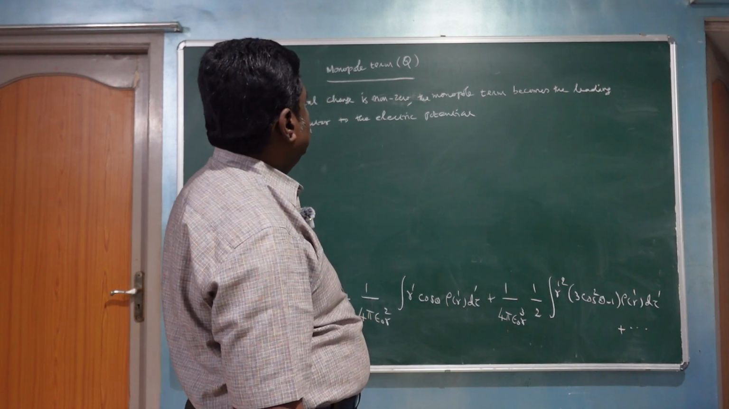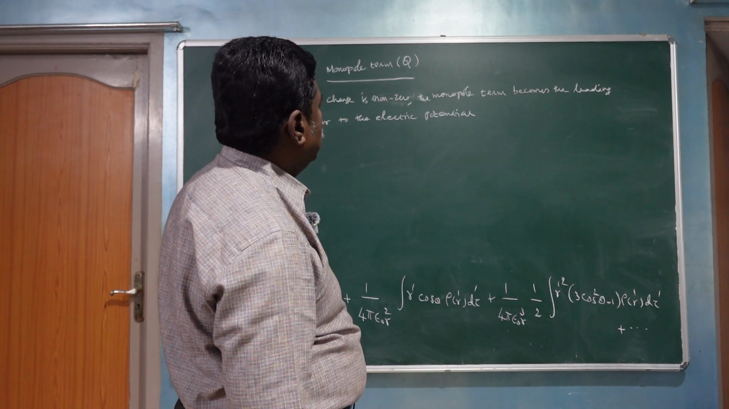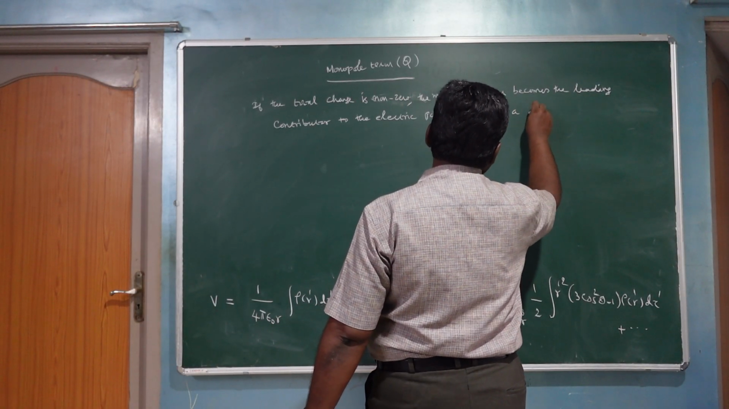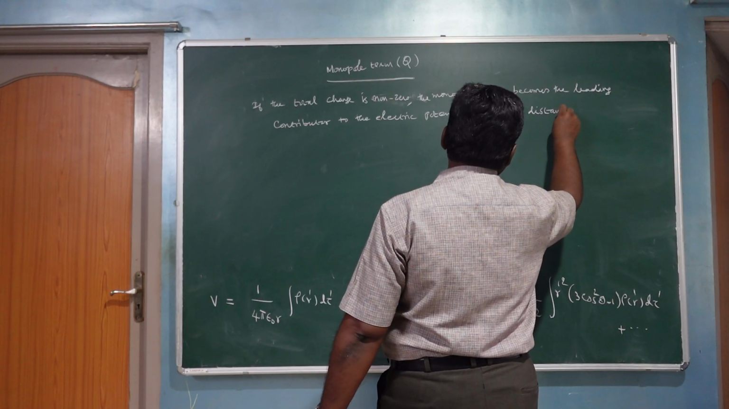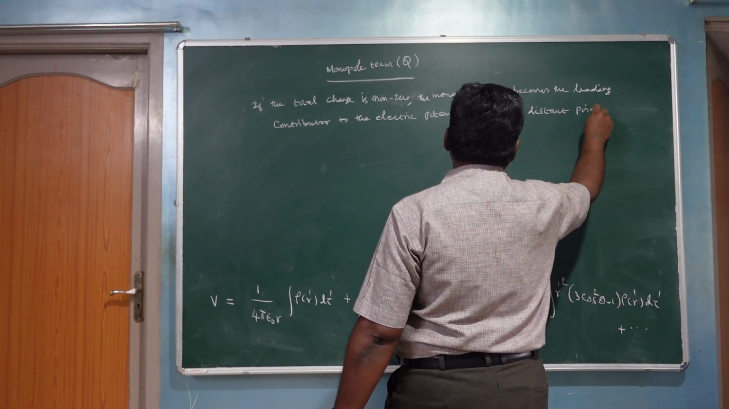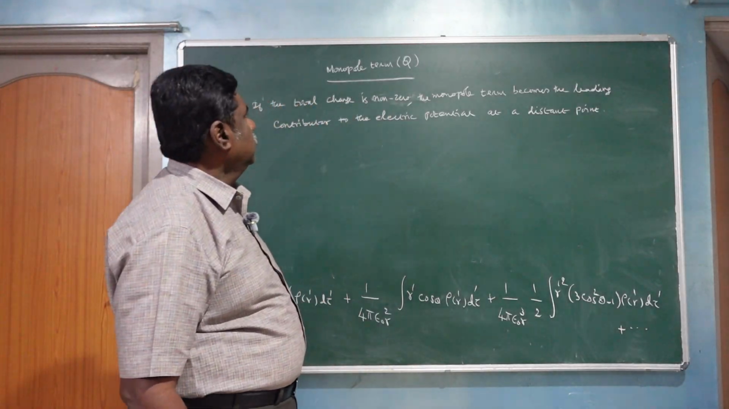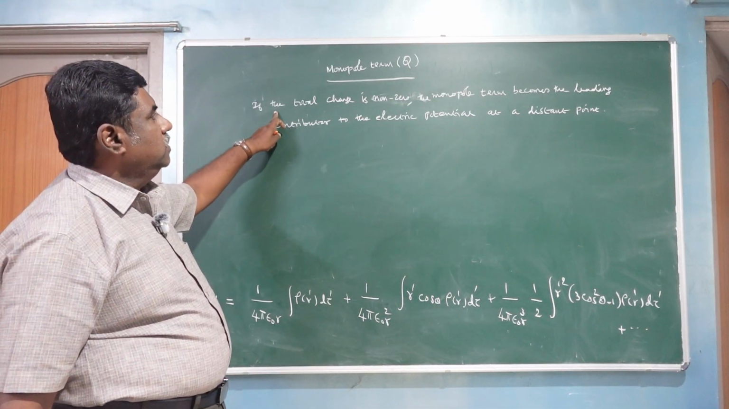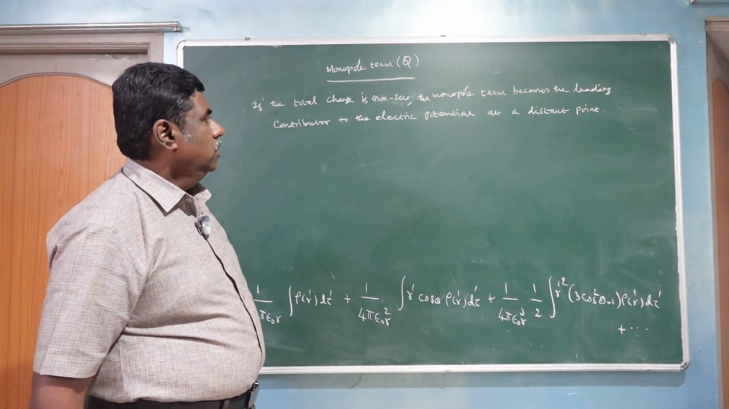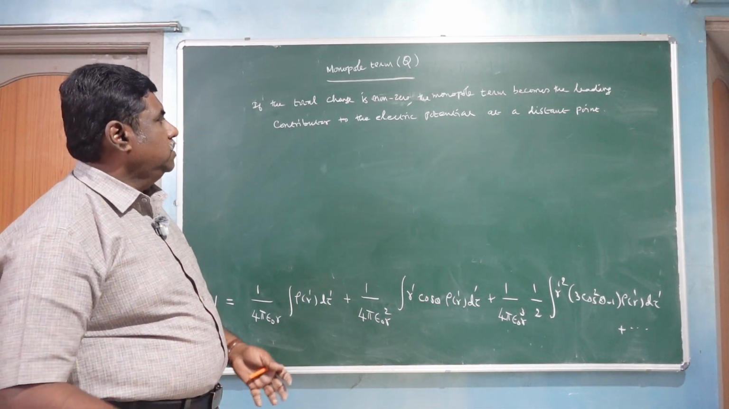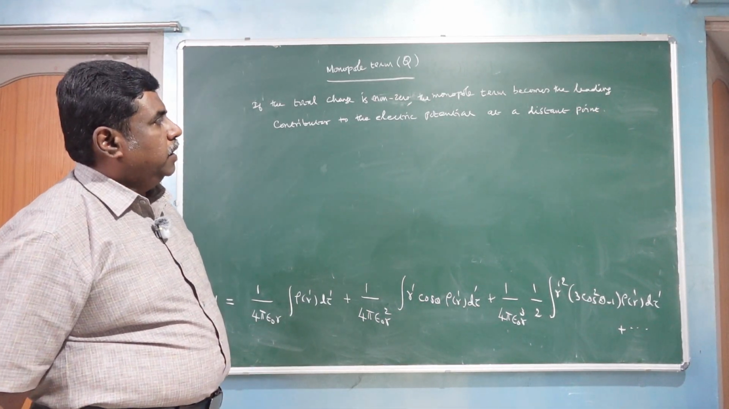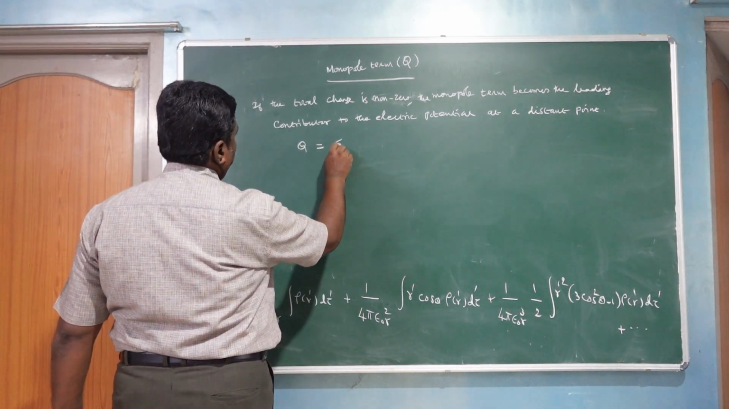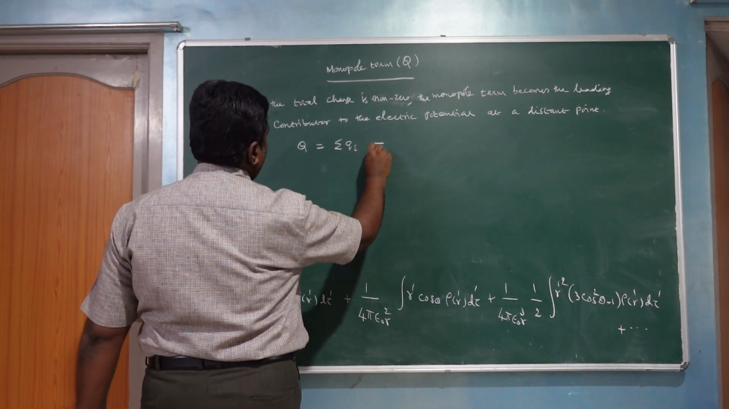If the total charge is non-zero, the monopole term becomes the leading contributor to the electric potential at a distant point. This is a condition for the presence of the monopole term. If the total charge in a localized distribution is non-zero, the monopole term becomes the leading contributor to the electric potential at a distant point. This is Q equal to summation over Qi not equal to 0.